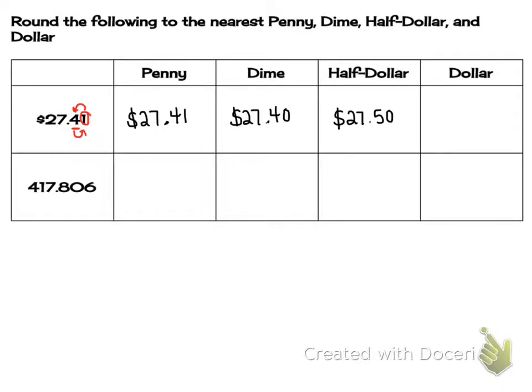And then the nearest dollar, we'll be looking at the ones place, that's 7. The 4 tells you to keep it the same. So it is 27 whole dollars. 41 cents is closer to 27 than it is to 28. Makes sense. So this is that one number rounded to the penny, the dime, the half dollar, and the dollar. Pause the video and try the next one on your own, and then come back and check it out.